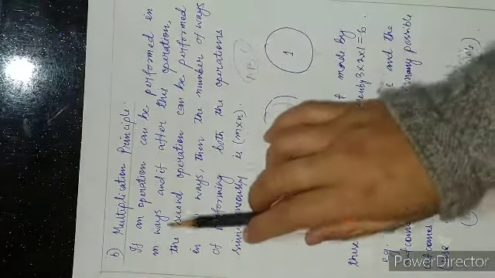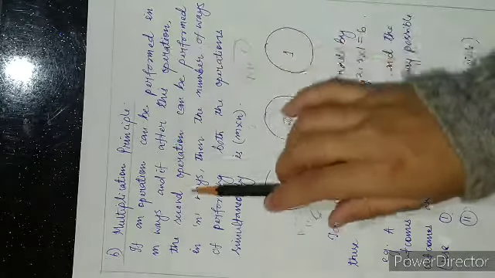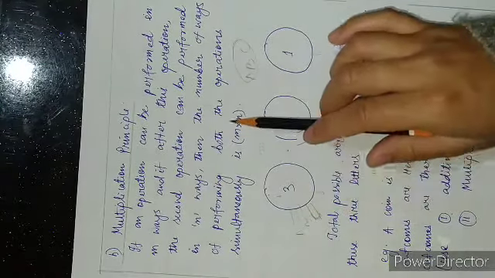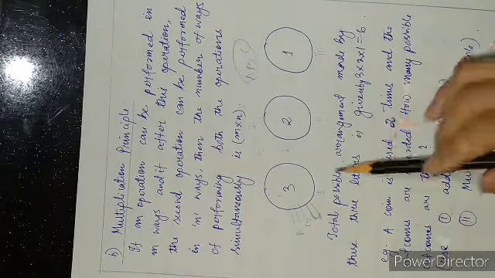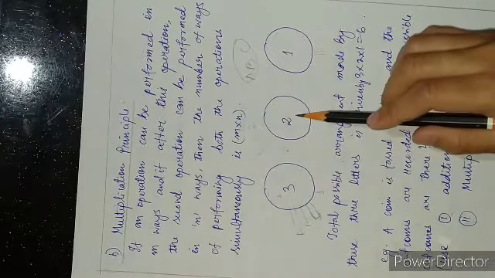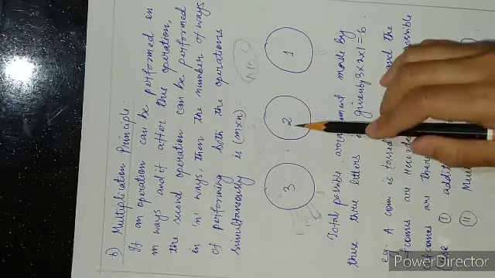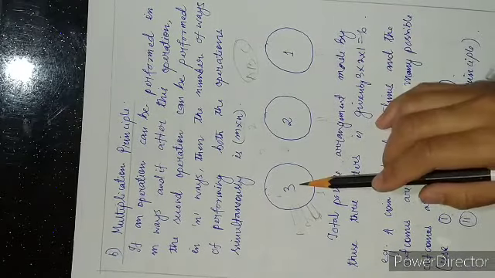If an operation can be performed in m ways, and after this the second operation can be performed in n ways, then the number of ways of performing both operations simultaneously is m into n. The first, second and third operations each depend on the ones done before.